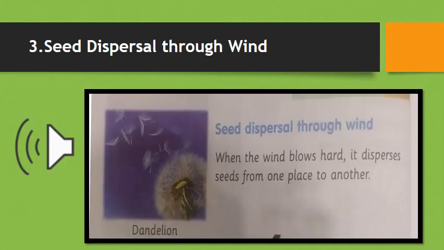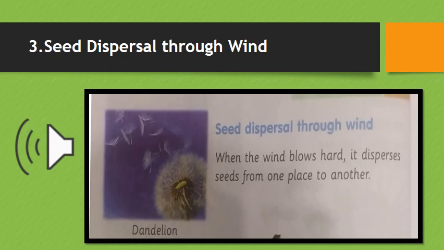Seed dispersal through wind. Reading. When the wind blows hard, it disperses seeds from one place to another. Explanation. It is the way in which seeds can be dispersed.